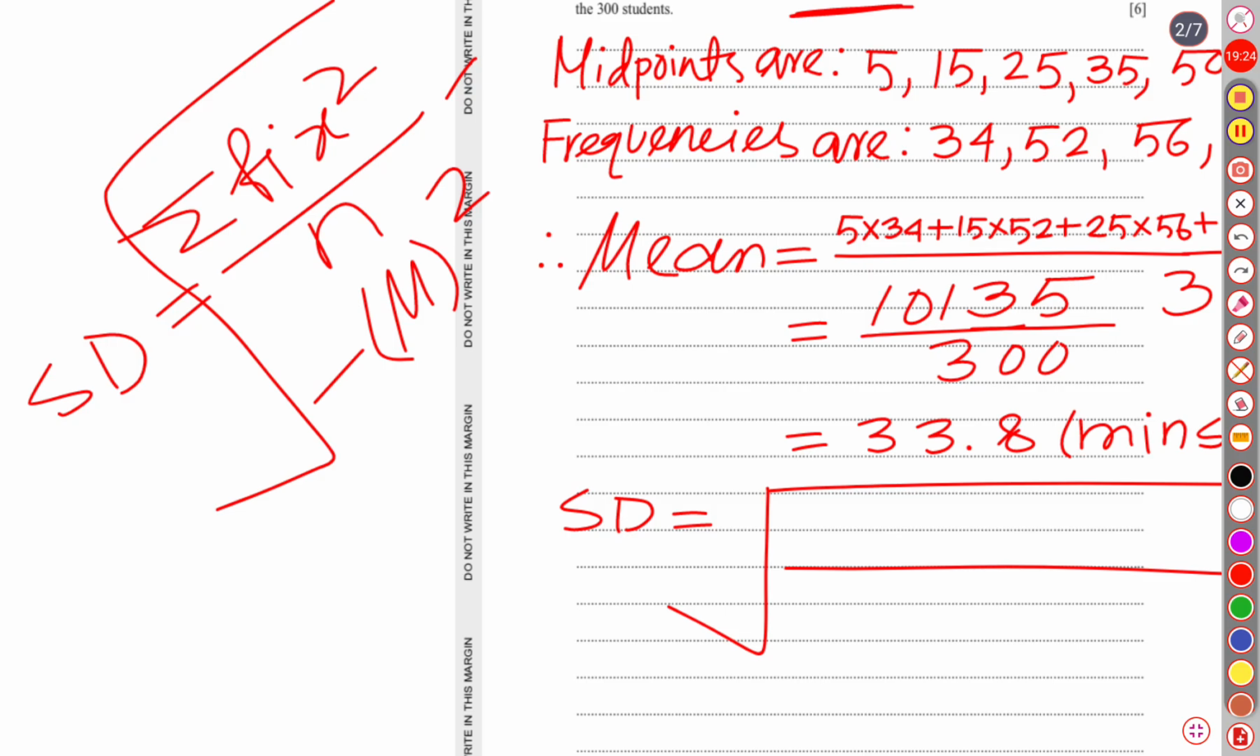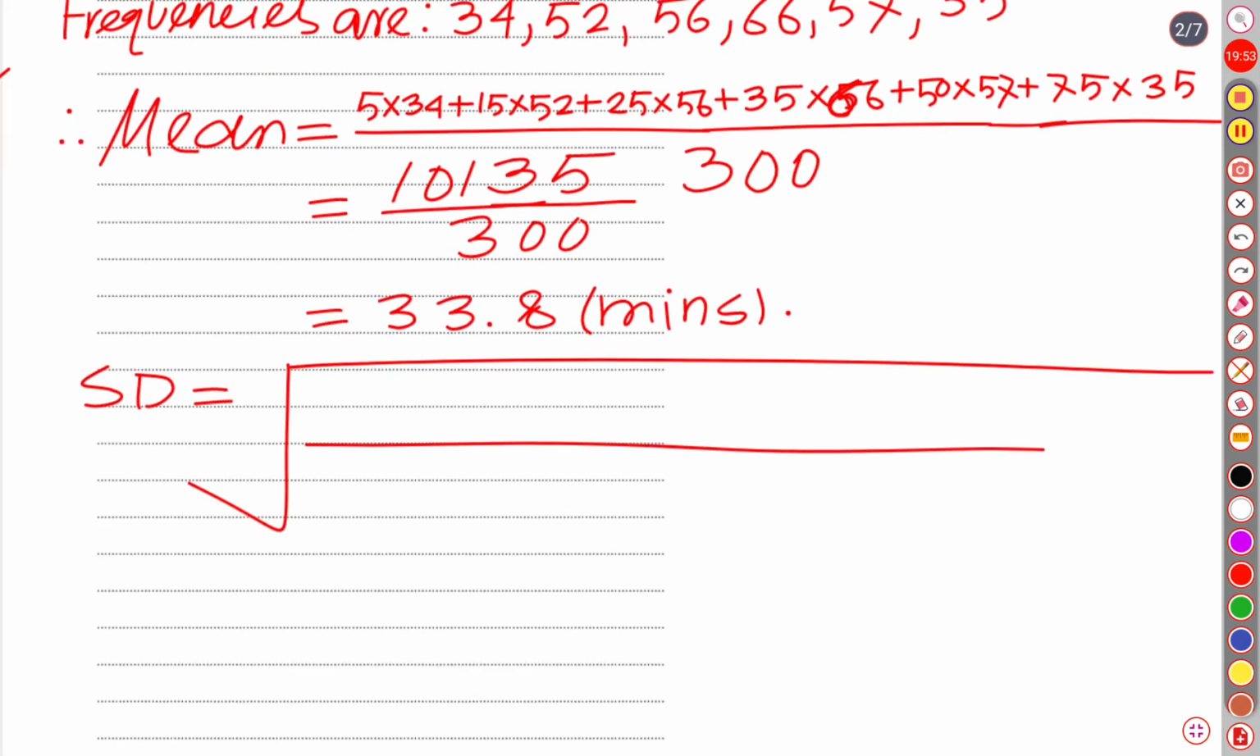That means standard deviation is the square root of variance. The formula of variance is the sum of f_i x squared over n minus the square of the mean value. So we are just doing so.